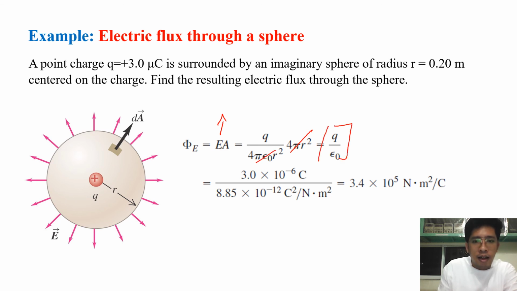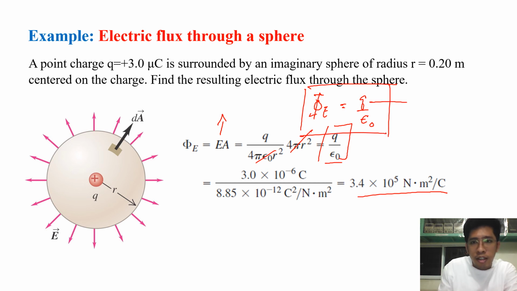Then, having the values, you have your Q of 3 times 10 to the negative 6 coulombs, and your epsilon naught, which is equal to 8.85 times 10 to the negative 12, and then you get this one here. We are actually interested in this Q over epsilon naught, because from here you see that the flux is actually dependent only on the charge Q. As you can see, the shape of the sphere actually did not matter. The flux is equal to your Q over your epsilon naught.